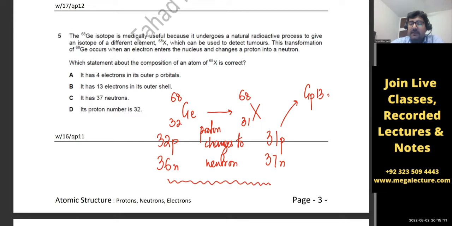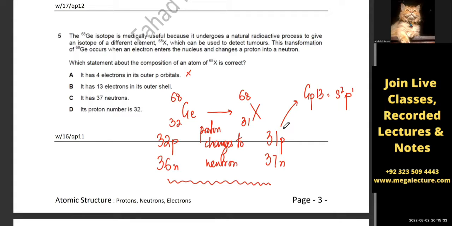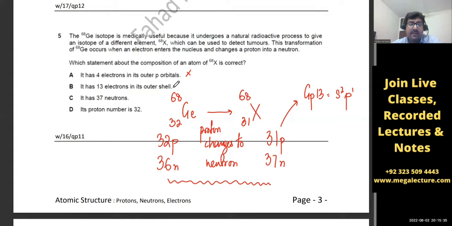And we know, as we did just now, that group 13 electronic configuration is s2p1, right? Any element in group 13 is going to be s2 and p1. So the first statement is definitely incorrect. It has 4 electrons in its outer p orbital. That's wrong. It just has 1. Is this clear? Okay, then it's got 13 electrons in its outer shell. No, it doesn't. It's got 3 electrons. Group 13, it's got 3 electrons, right? So that one is wrong. It has 37 neutrons. Yep, that's correct.